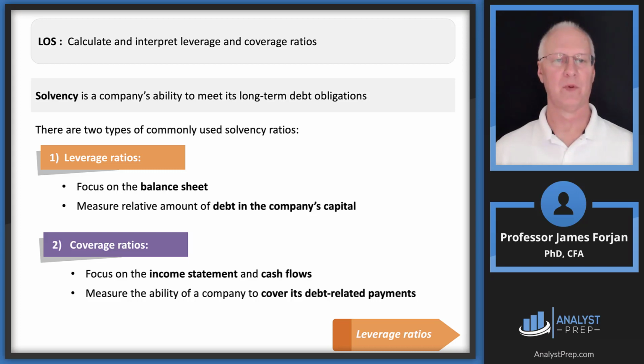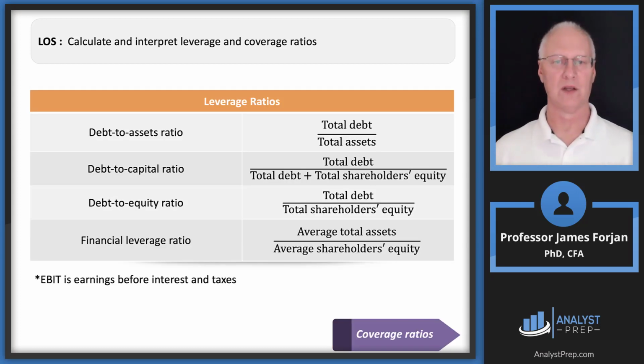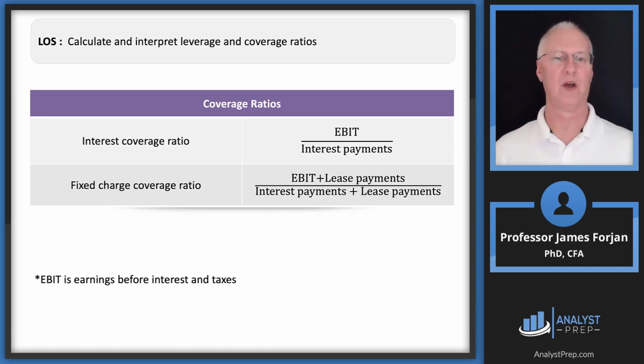Let's go ahead and finish up with some ratios that you already know. So leverage ratios, those are balance sheet items. Coverage ratios represent the relationship between what's going in and what's going out, or what's going out and what we owe. And so let's take a look at some of these here. Debt to assets, we've done that before. Debt to capital, debt to equity, financial leverage ratio, interest coverage, fixed charge coverage.